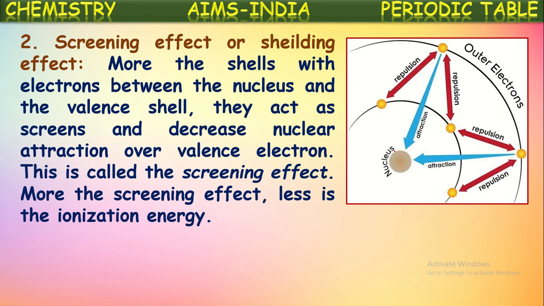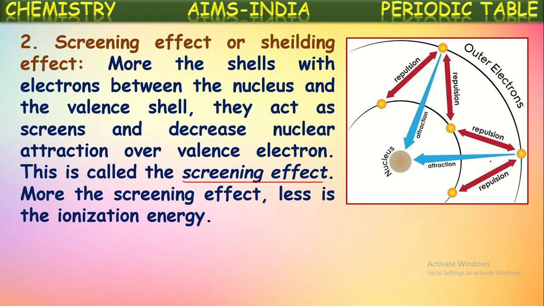Suppose this is nucleus and these are the outermost electrons. In between nucleus and these outer electrons, there are more number of shells between them. So these shells and these electrons will screen these outer electrons from nuclear force of attraction. Thus, the nuclear attraction on these outer electrons decreases a little. This decrease in the nuclear force of attraction on outer electrons because of the screening of inner electrons is called screening effect. Okay, more is a screening effect, less will be the ionization energy.